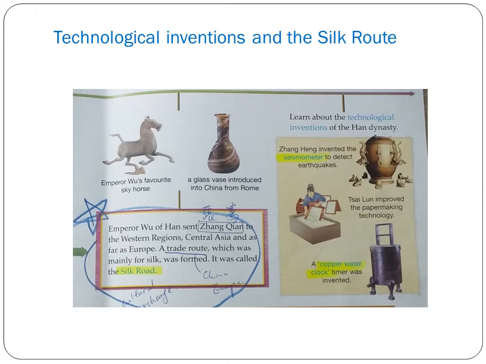Now, there were also other technological inventions during the Han Dynasty. One was a seismometer, which is a big instrument you can see on the top right that detects earthquakes. We all know what earthquakes are, and this instrument helps detect if there is an earthquake. Also, paper-making technology was improved. They are not the first ones. It was there, but they improved the paper-making technology and finer paper was produced.